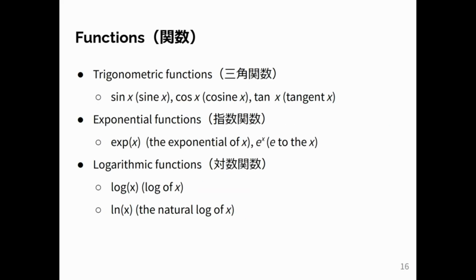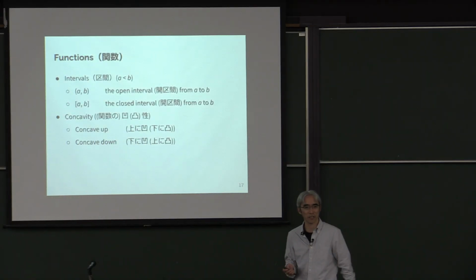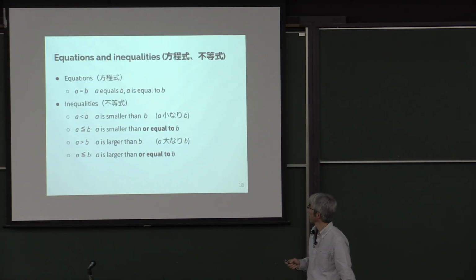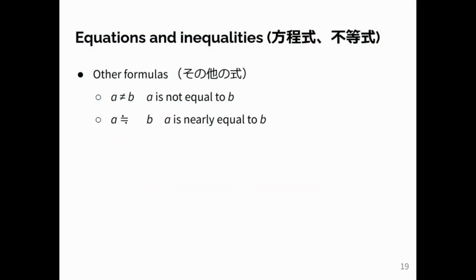And for other functions, 三角関数 is called trigonometric functions, 指数関数 is called exponential functions, and 対数関数 is called logarithmic functions. There are some more things like intervals and concavity, but we don't have enough time right now, so you can take a look at this sheet afterwards. And also equations and inequalities, and other symbols like not equal to or nearly equal to.